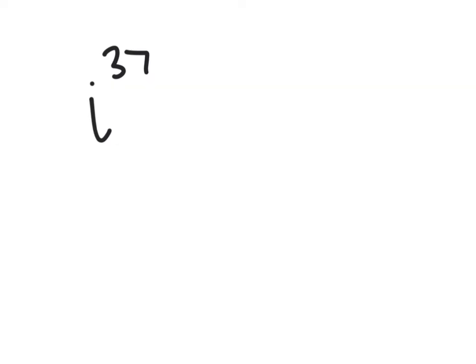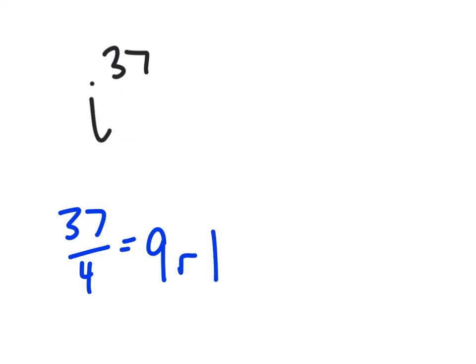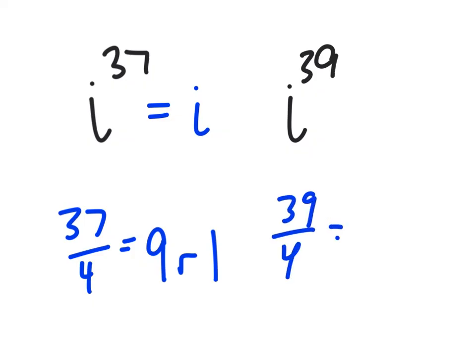So i to the 37th, like we were talking about earlier, 37 divided by 4. 4 goes into 36, so it goes in 9 times and has a remainder of 1. So I know that i to the 37th is the same thing as i to the first power, or just i. And finally, what would i to the 39th be? 39 divided by 4. 4 goes into 39 9 times, but has a remainder of 3. So this is the same thing as i cubed, which was -i.